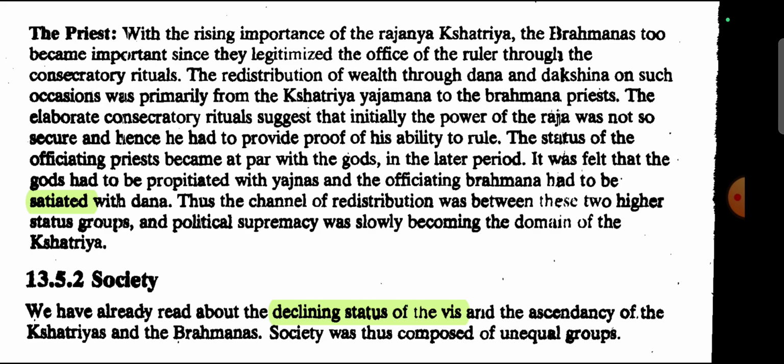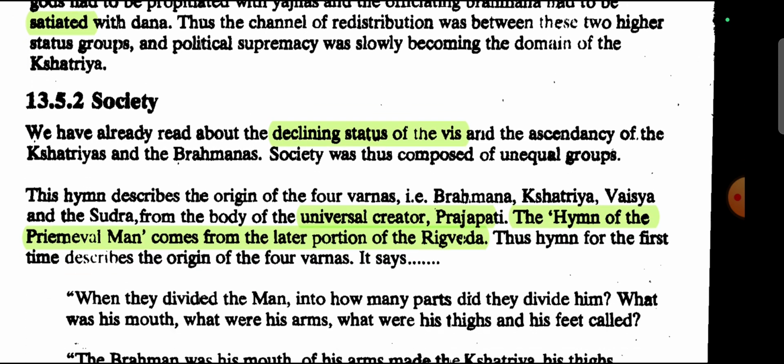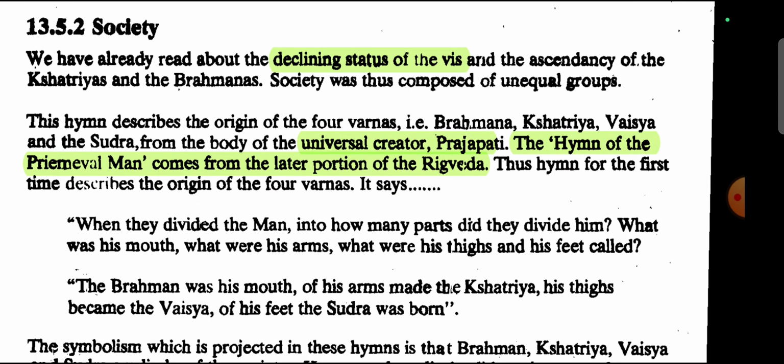The status of the officiating priest became at par with the gods in the later period. It was felt that the gods had to be propitiated with yajnas, and the officiating Brahmana had to be satiated with dana. Thus, the channel of redistribution was between these two higher status groups, and political supremacy was slowly becoming the domain of the Kshatriya society. We have already read about the declining status of the Vis and the ascendancy of the Kshatriyas and the Brahmanas. Society was thus composed of unequal groups.